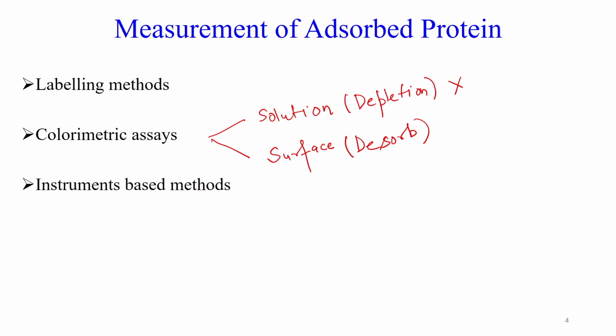And the third method is that we have various high-end equipment which can directly measure or characterize various properties of the surface, and whenever there is adsorption there will be a change in the surface property. So, these instruments relate the change in the surface property with the adsorbed mass.